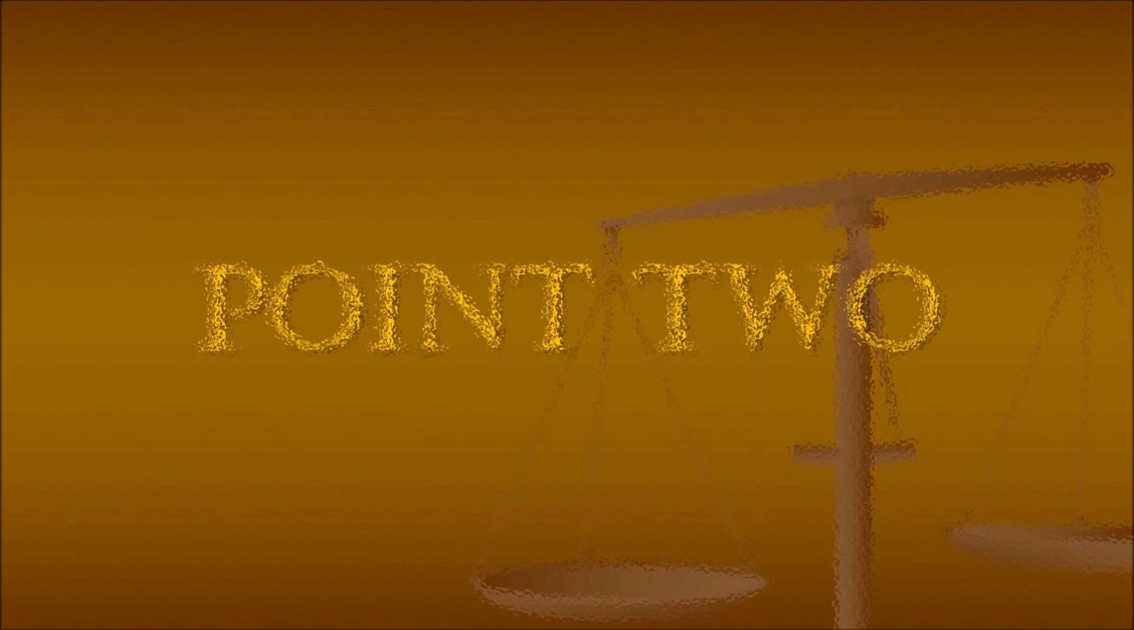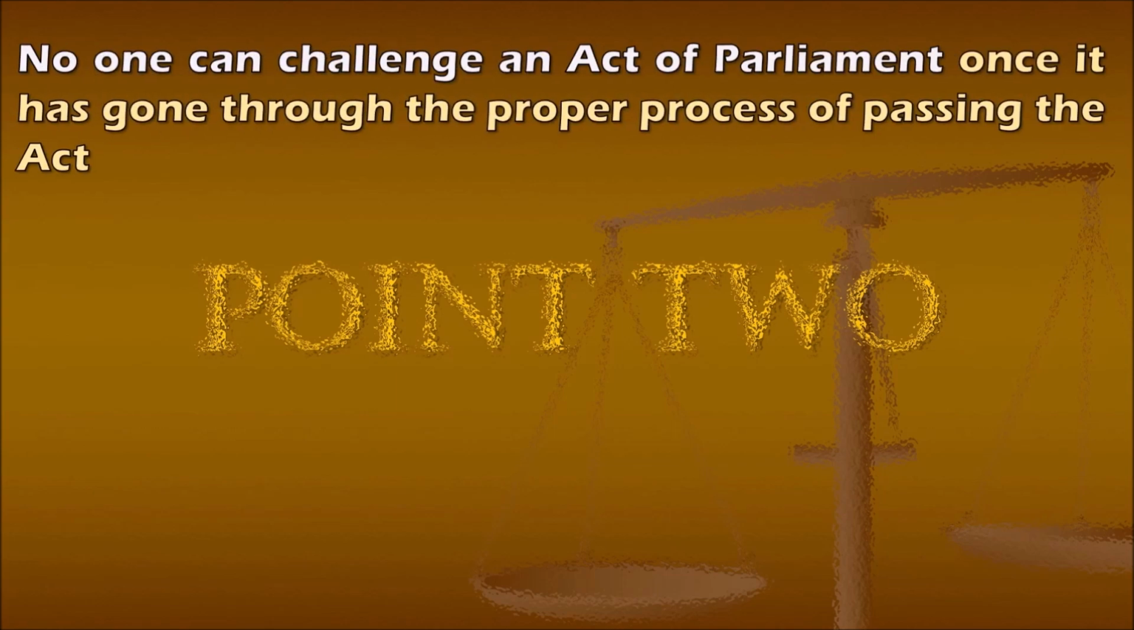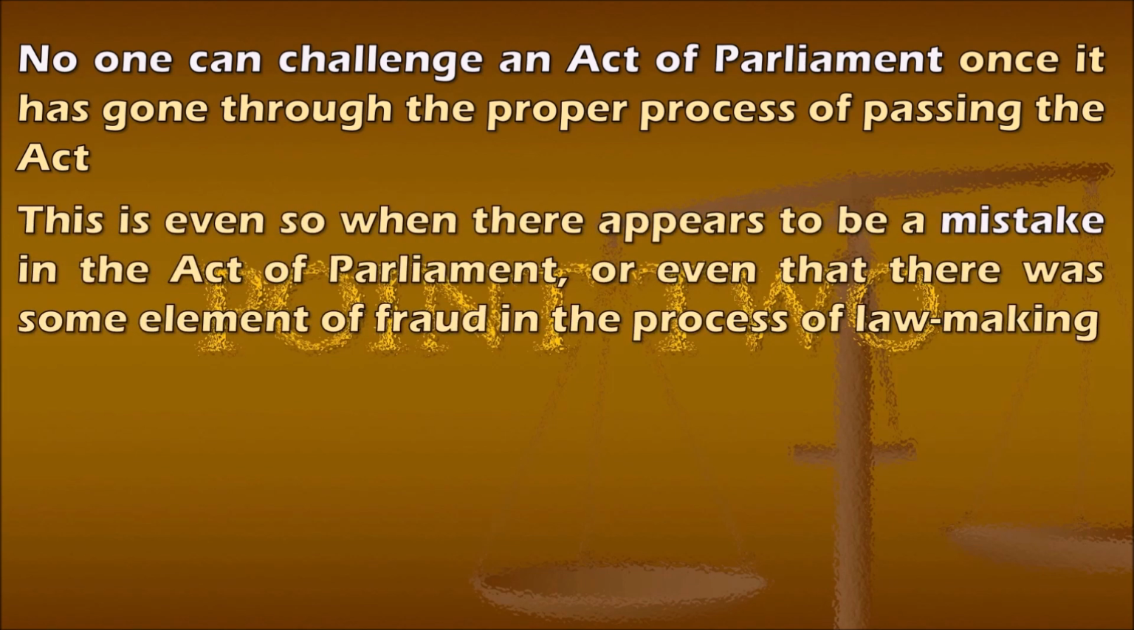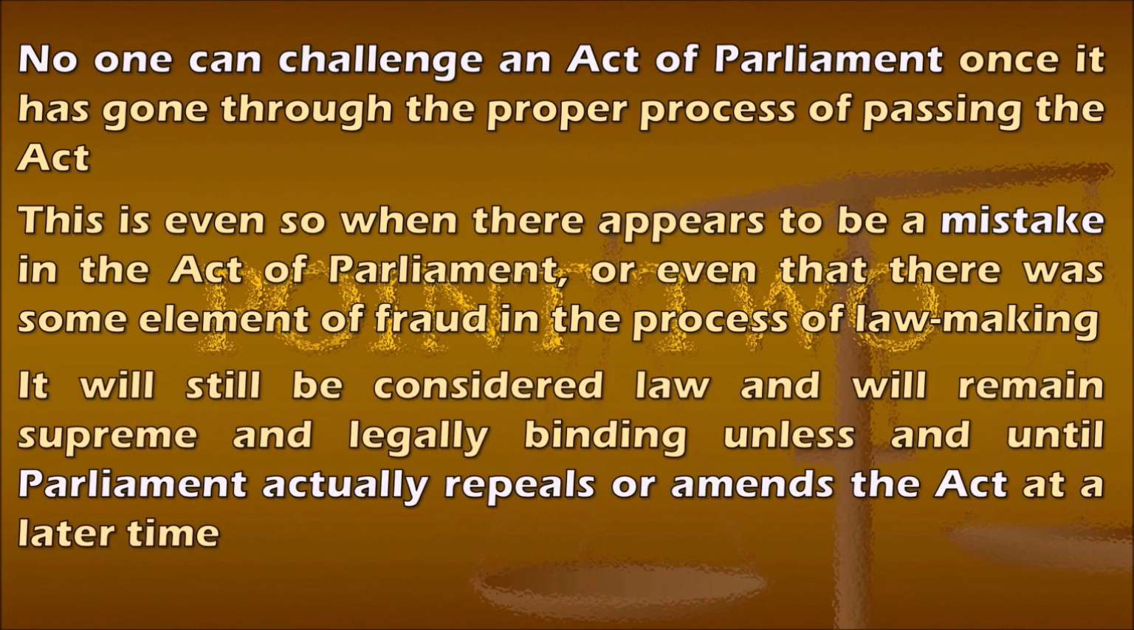But we'll get into that in the next point, where we will endeavour to test Parliament's sovereignty. Another particular nature of lawmaking in Parliament that should be highlighted is the fact that no one can challenge an Act of Parliament once it has gone through the proper process of passing the Act. This is even so when there appears to be a mistake in the Act of Parliament, or even that there was some element of fraud in the process of lawmaking. Despite these issues, it will still be considered law and will remain supreme and legally binding unless and until Parliament actually repeals or amends the Act at a later time.